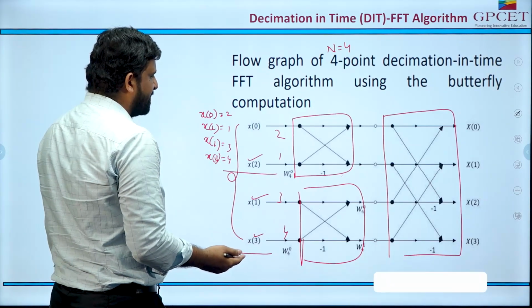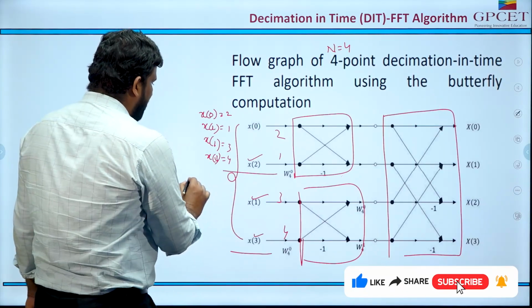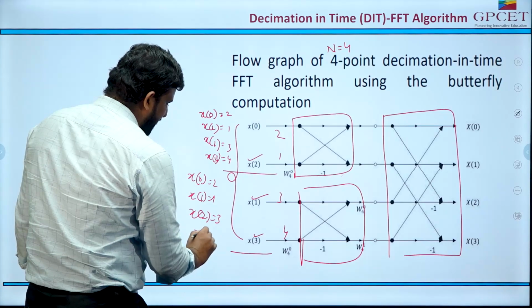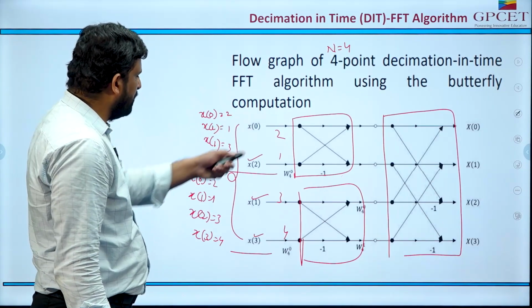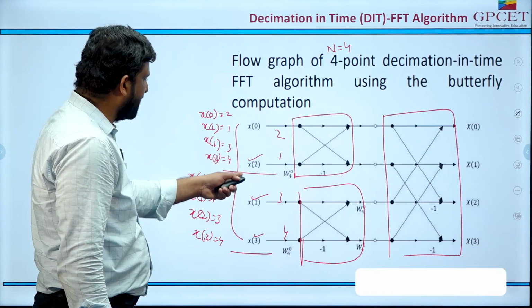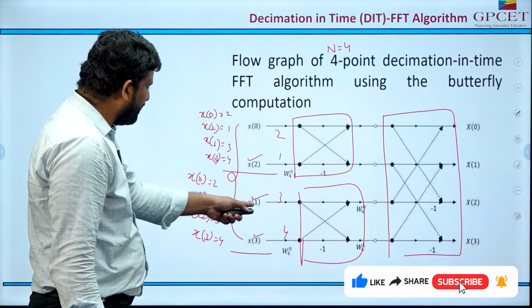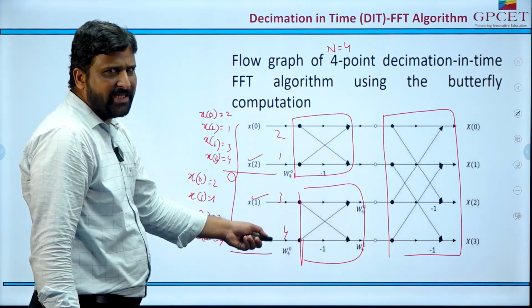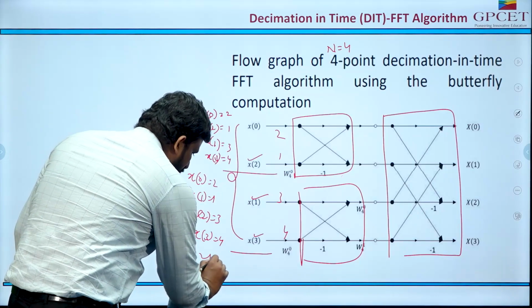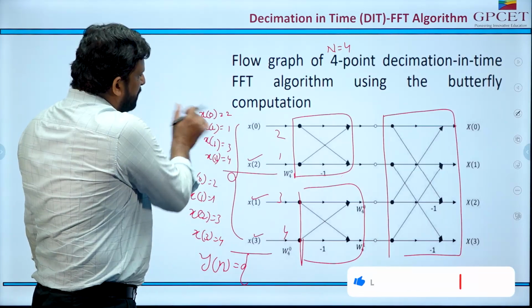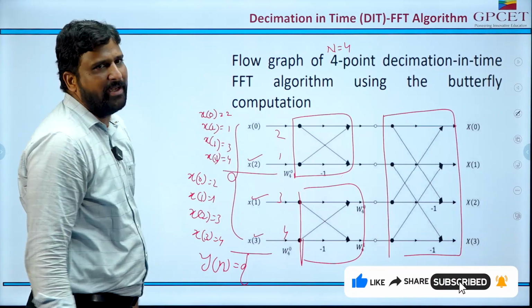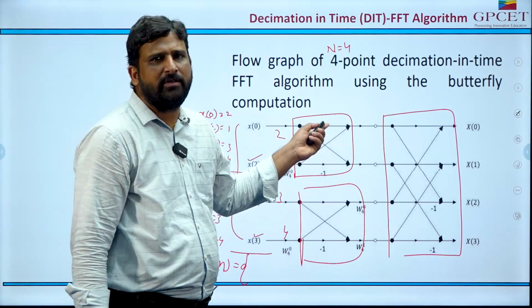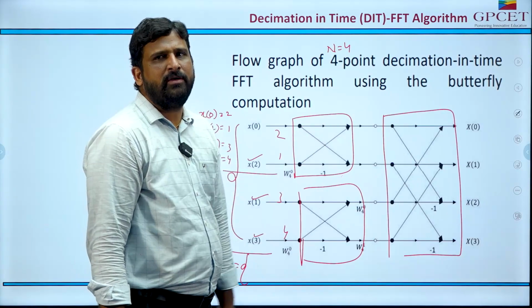In a hurry, some of the students will give the values as x of 0 is equal to 2, x of 1 is equal to 1, x of 2 is equal to 3 and x of 3 is equal to 4. They will give the direct sequence, so the input sequence will become wrong. That's why be careful: after representing the input sequence, make sure you give the values to the respective positions: x of 0, x of 2, x of 1 and x of 3. Clear? With this you get clarity on how we need to draw the butterfly diagram for N is equal to 8 and N is equal to 4.